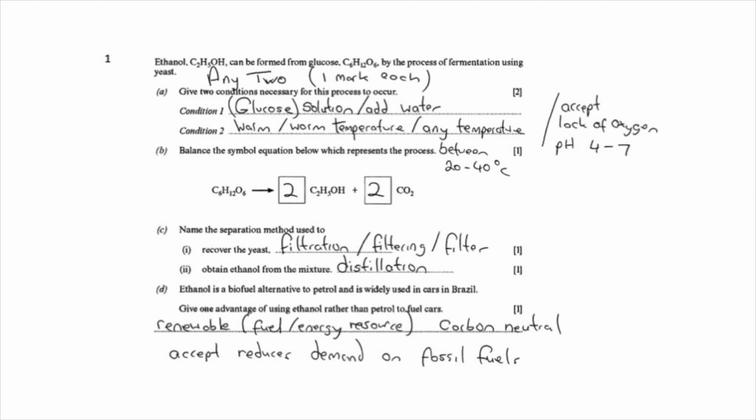And then for part D it says ethanol is a biofuel alternative to petrol and is widely used in cars in Brazil. Give one advantage of using ethanol rather than petrol. So if you said it's a renewable energy resource or it's carbon neutral, that will get you a mark. The examiner will also accept if you say it reduces demand on fossil fuels.